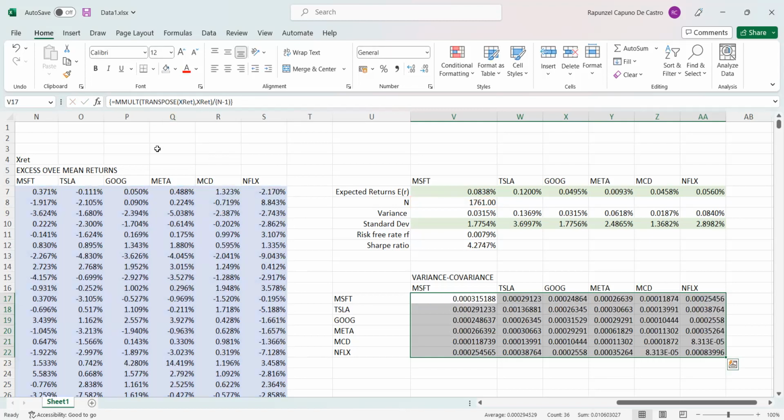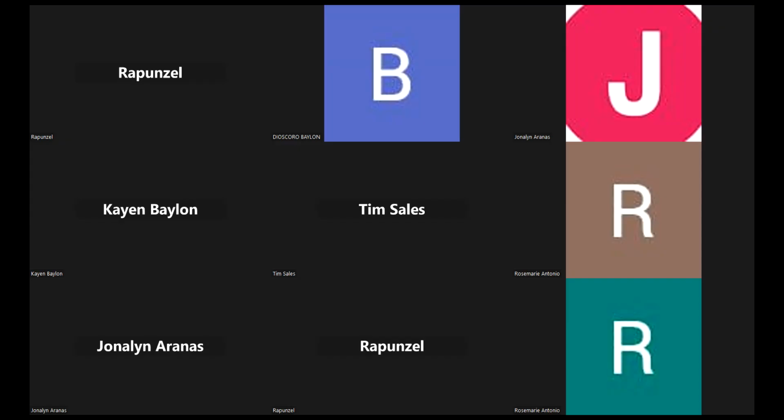Palagay ko hindi mo nalagyan ng parenthesis yung N. Opo. Yun na. Yun sa parenthesis. Yan. Okay. Good. Got it. Thank you po, sir. Good. Okay. Thank you. All right. Thank you for asking. Okay.